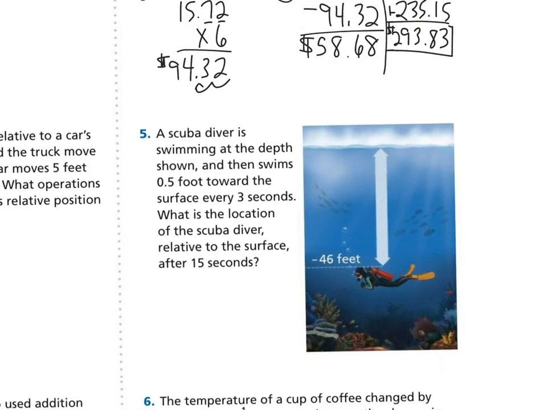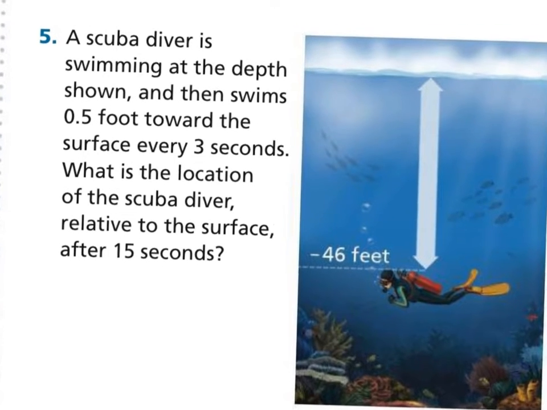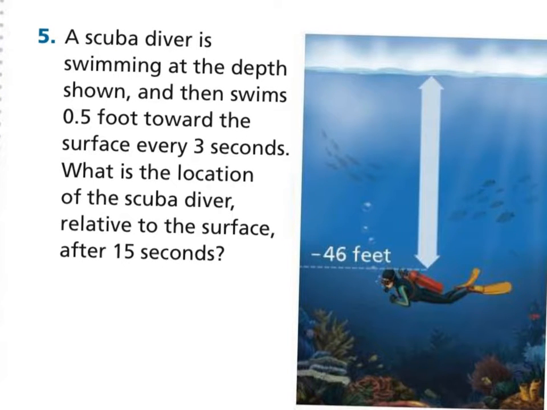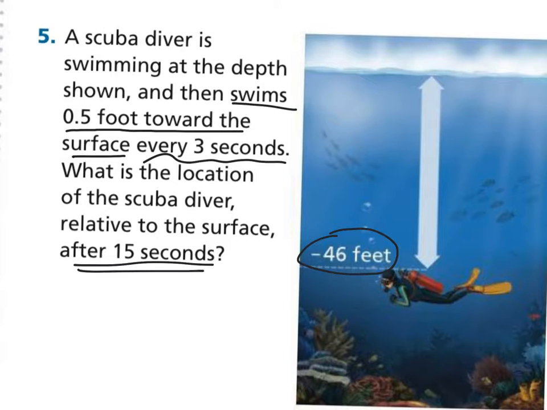So look at number 5. A scuba diver is swimming at the depth shown, which is 46 feet below the surface, and then they swim 0.5 of a foot toward the surface every 3 seconds. What's the location of the scuba diver after 15 seconds?